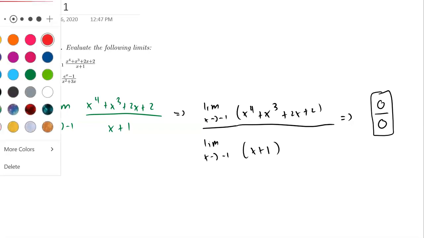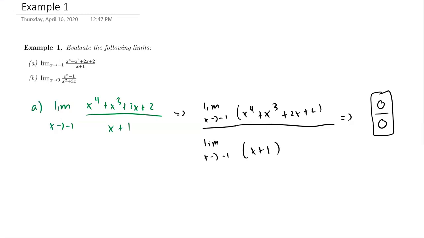So what does L'Hopital's rule say? Instead of looking at the limit of the original quotient, look at the limit of the derivatives. Let me write it like this: equals the limit as x approaches -1. What's the derivative of the numerator? That's 4x cubed plus 3x squared plus 2. What's the derivative of the bottom? 1.